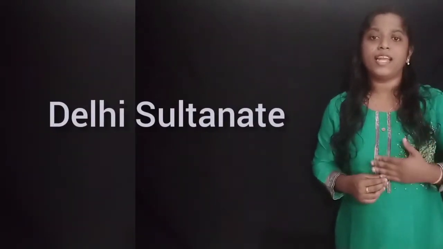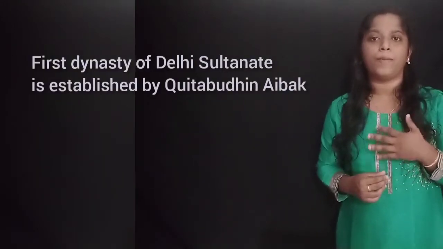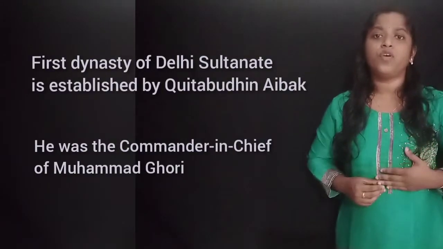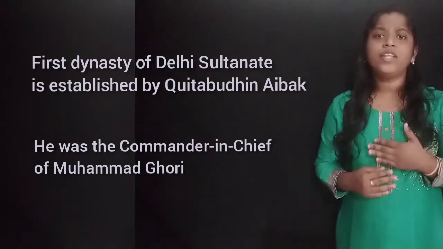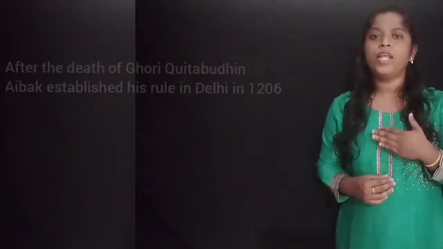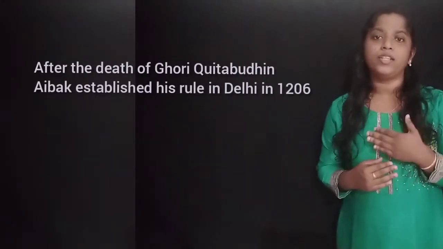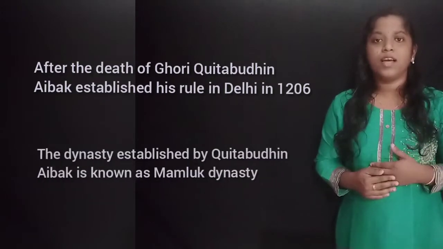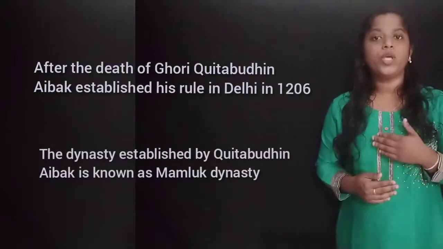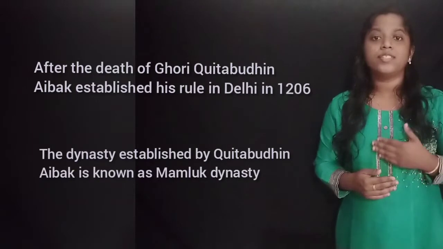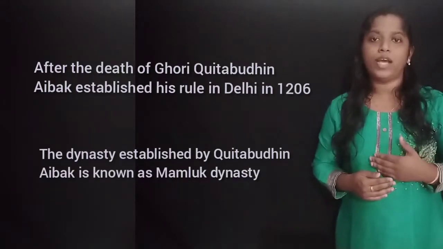The first dynasty of the Delhi Sultanate was established by Qutbuddin Aibak. He was the commander-in-chief of Muhammad Ghori. After the death of Muhammad Ghori, Qutbuddin Aibak established his power in 1206. The dynasty established by Qutbuddin Aibak is known as the Slave Dynasty or Mamluk Dynasty. The Slave Dynasty's period started in 1206 and ended in the year 1290.